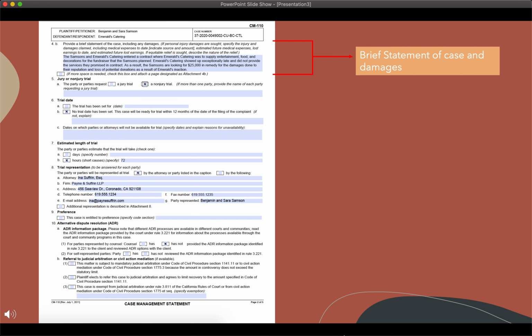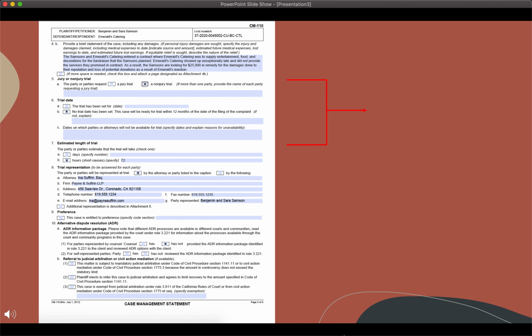Emerald's Catering showed up exceptionally late and did not provide the services they promised in contract. As a result, the Sampsons are looking to receive $25,000 in remedy for the damages done to their reputation and for loss of potential donations as a result of Emerald's inaction. I put this because it is a brief statement of the case, and I also made sure to include the damages and how much in damages they were looking for.